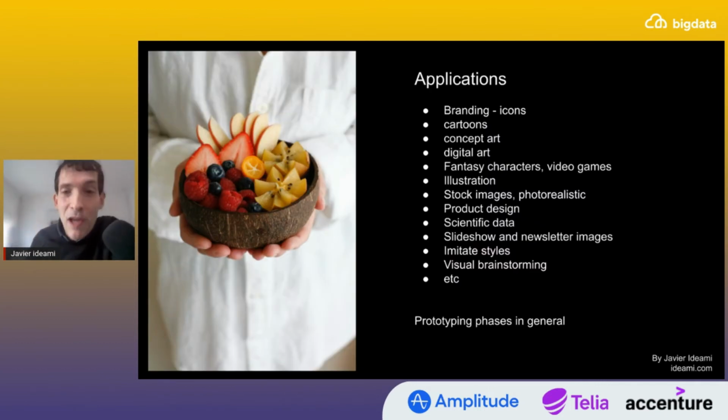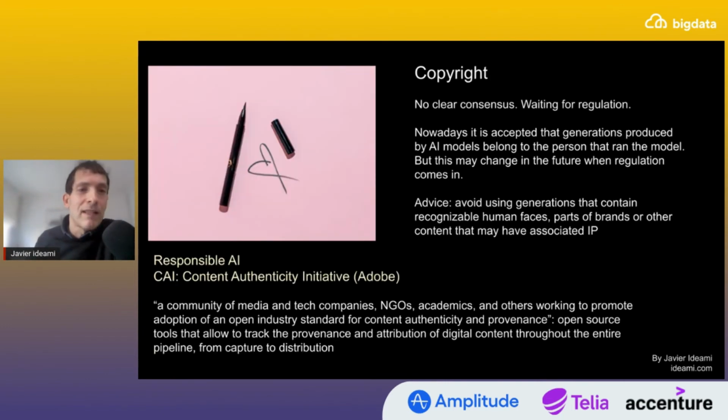Now, what are the applications? But before we go to these applications, a lot of them are focused on prototyping phases in general. Before that, let's talk about this very important issue, copyright. The copyright of what you produce. Now, there is no clear consensus, waiting for regulation, but in general, it is accepted that whatever you produce with these generative AI platforms, that's what the platforms typically say, you can use it commercially, but you should take care to avoid using generations that contain recognizable human faces, parts of brands, or other content that may have associated IP. But again, it's all very fluid at the moment, and regulation will probably enter this stage pretty soon.